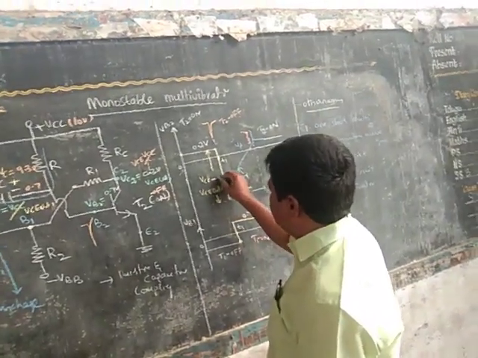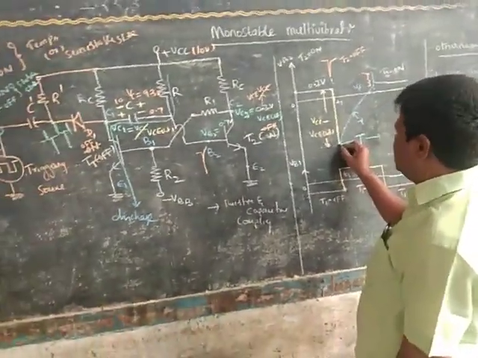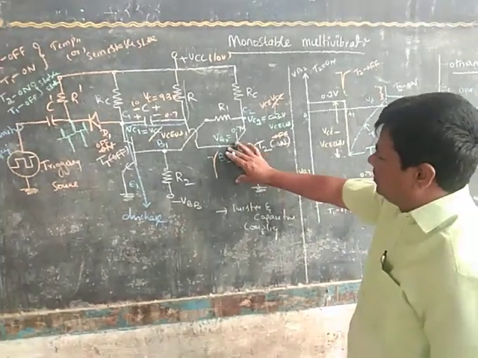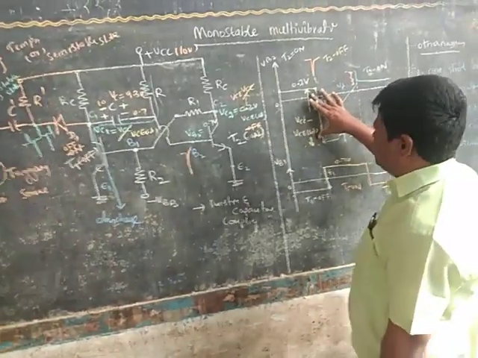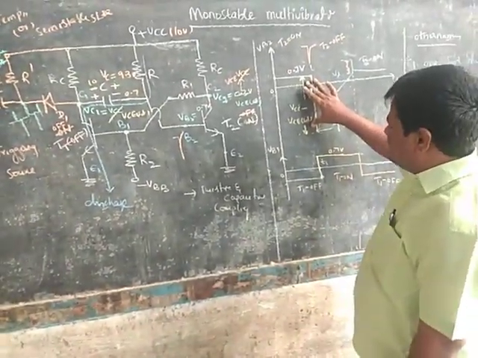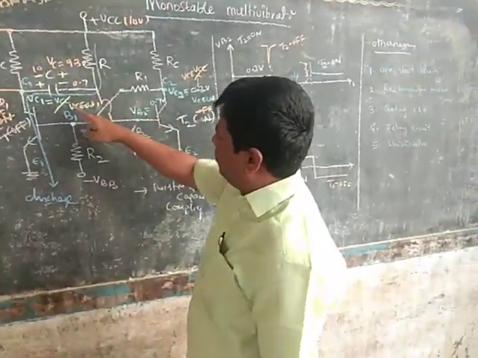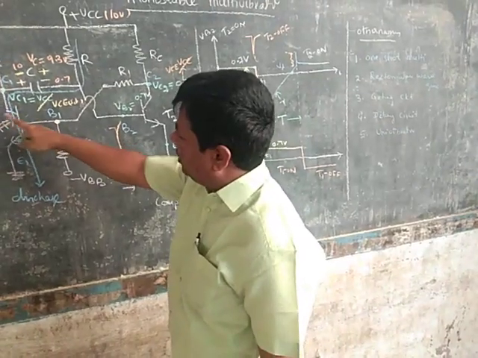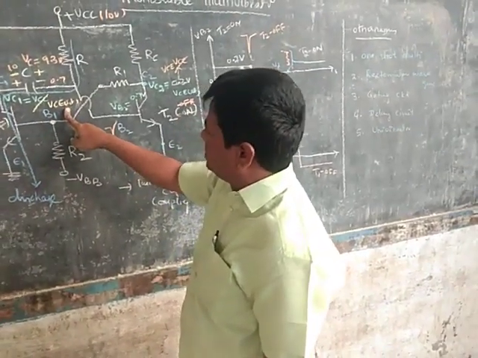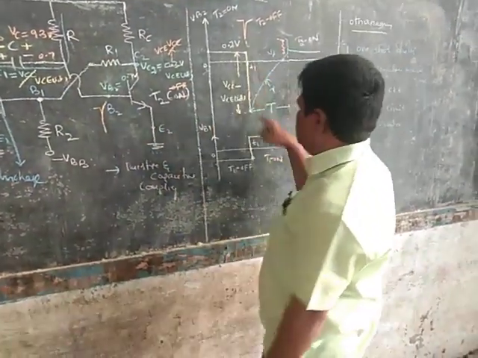This is the VCC minus VCE saturation. The same change appears at the base. Why is this a large negative? For a sudden change, the capacitor acts as a short circuit. Previously T1 was off, so its collector voltage was VCC. Now T1 is on, so its collector voltage changes to VCE saturation. That's it.